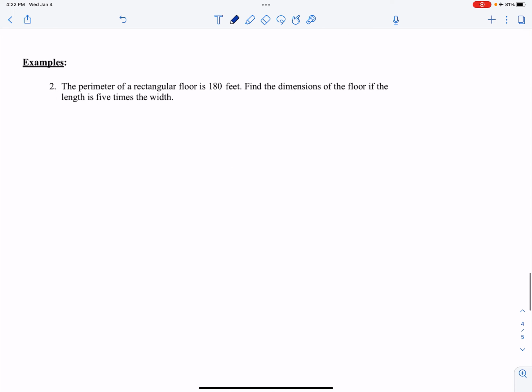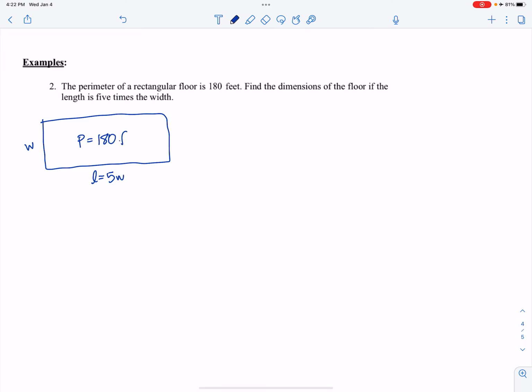Okay, we'll look at some application problems. The perimeter of a rectangular floor is 180 feet. Find the dimensions of the floor if the length is 5 times the width. So we have a rectangle, we have width, we have length, and length is 5 times the width. And the perimeter, if we add up all the sides, it's 180 feet. So using this information, let's find out what the dimensions are.